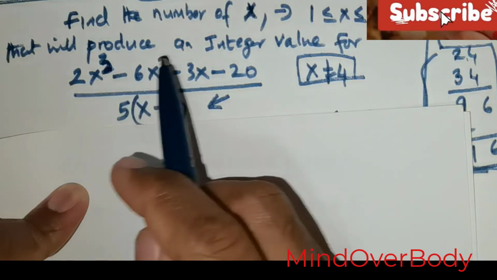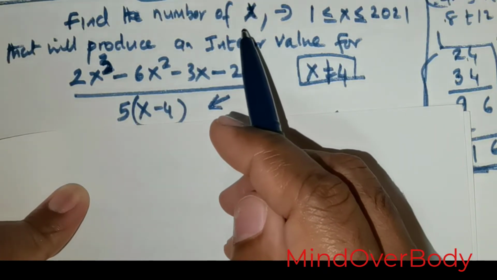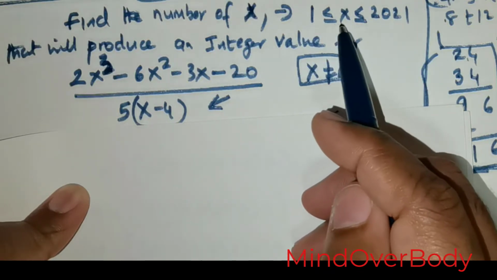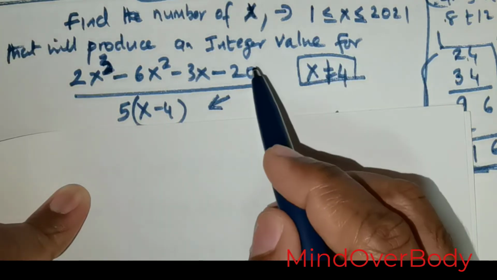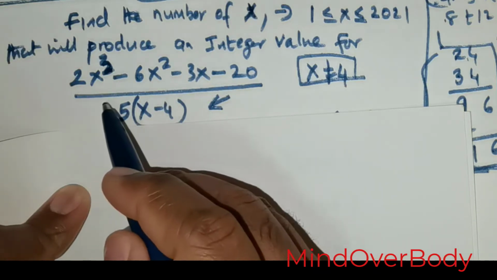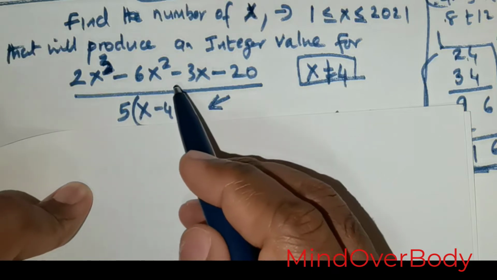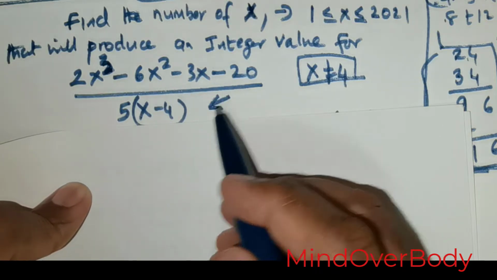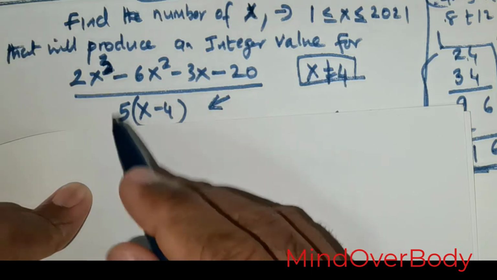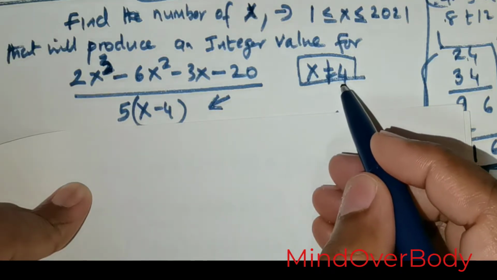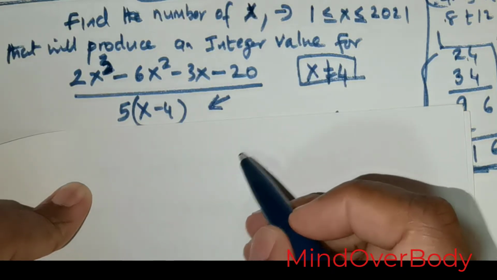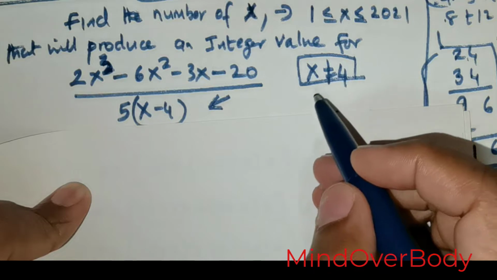Students, we are given this question. Find the total number of x lying between the interval 1 ≤ x ≤ 2021 that produce an integer value for the expression (2x³ − 6x² − 3x − 20) / (5(x − 4)). Now clearly x cannot be equal to 4, because then the denominator vanishes. So we need to avoid x = 4 at all cost.